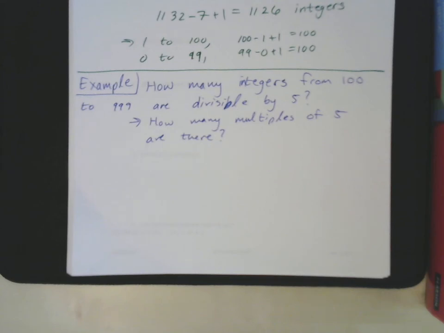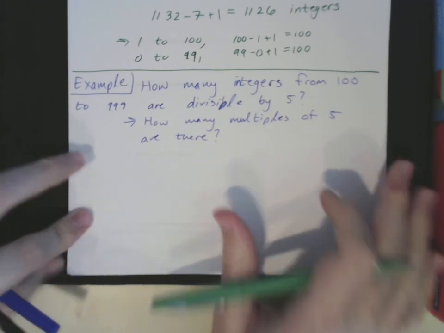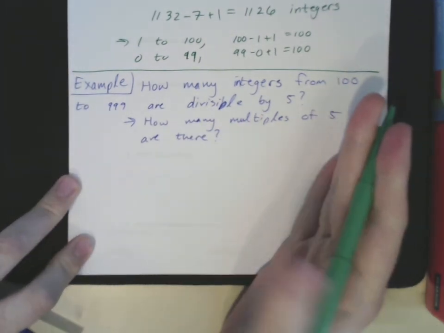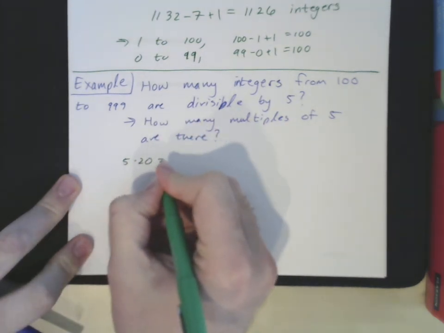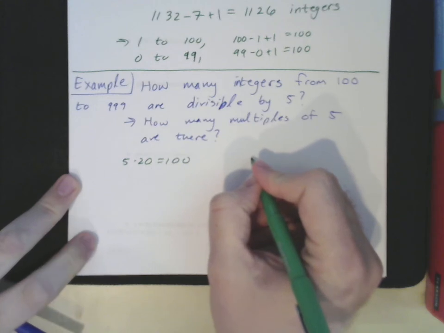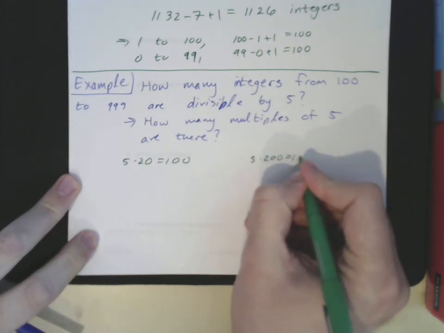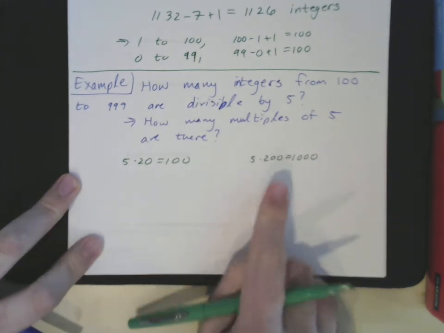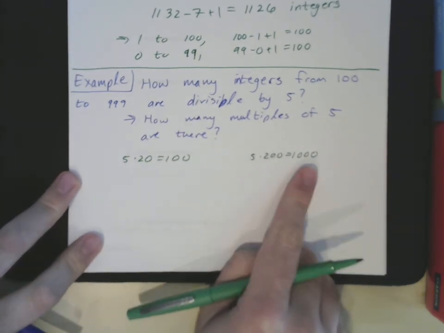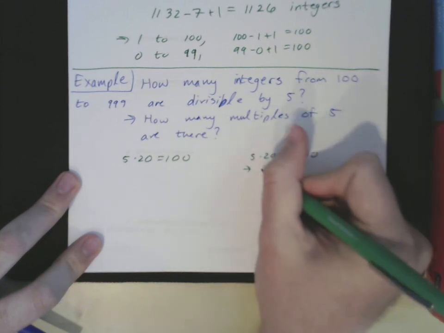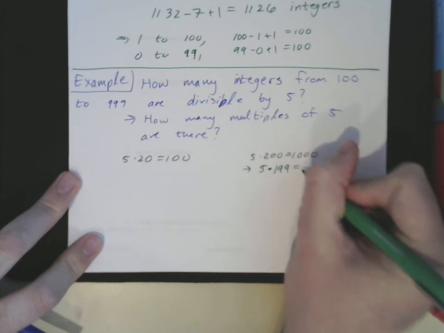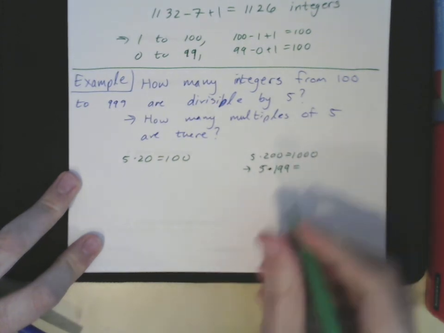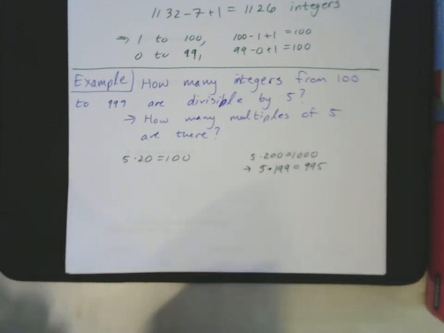So I'm going to go through this. Hopefully you've already come up with your answer. The way that we want to be thinking about this is if we want to know how many multiples of 5 there are, 5 times 20 is 100, and we're going up to 5 times 200 equals 1,000. Now, we can't get to the 200th multiple because we stop at 999. So instead, we're going to go up to the 199th multiple, which is 995.